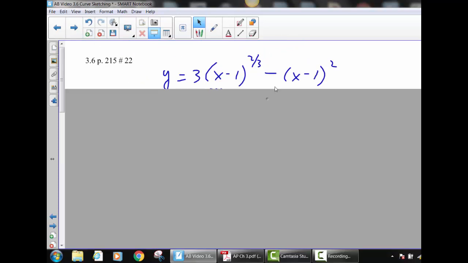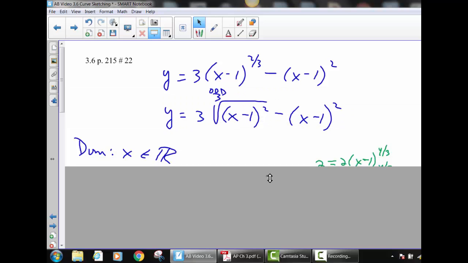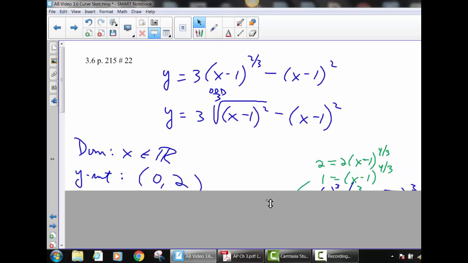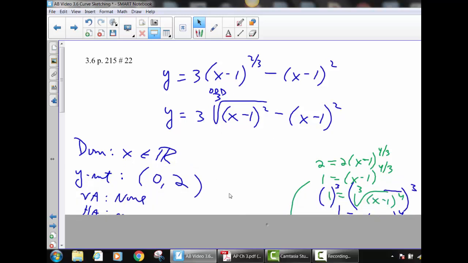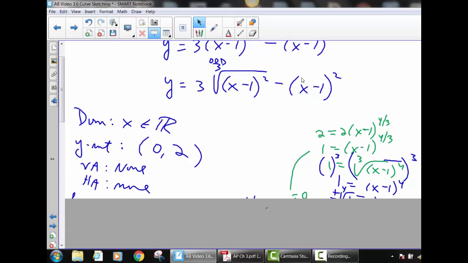Okay, number 22. This is, of course, a radical equation. It's a cubed root. So the domain is going to be all real numbers. Your y-intercept, replace x by 0. You'll find out it's 2. There's no vertical asymptotes because there's no denominator. There's no horizontal asymptote because, again, there's no denominator. There's nothing to create a horizontal asymptote.